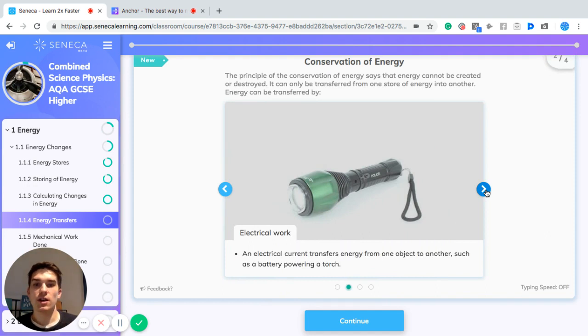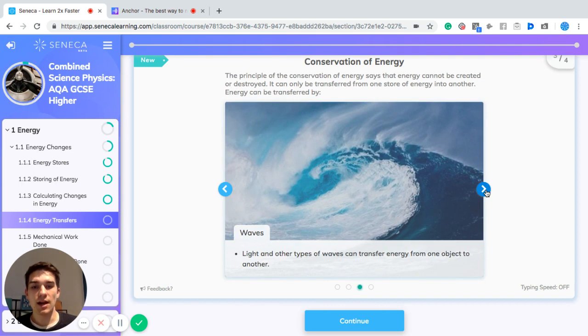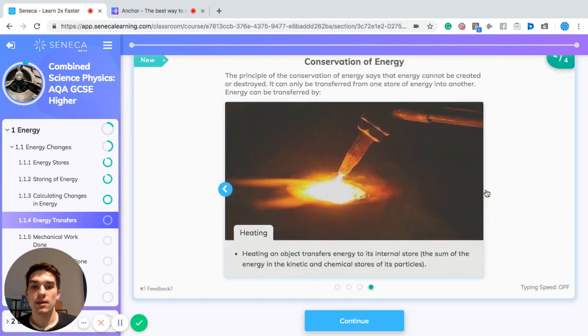You can also think of electric work. An electrical current transfers energy from one object to another, such as a battery powering a torch, so to a light bulb in this case. Also, you can think of it in terms of waves. Light and other types of wave can transfer energy from one object to another. Heating an object also transfers energy to its internal store. If you remember from an earlier podcast episode, the internal store is the sum of the energy in the kinetic and chemical stores of its particles.